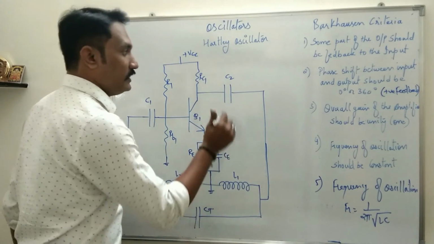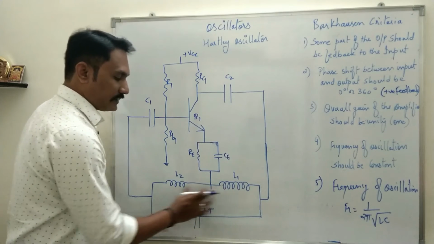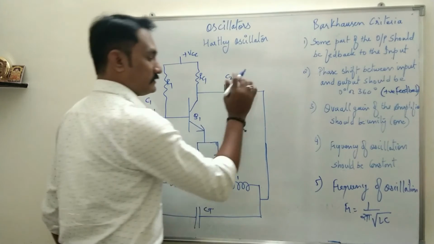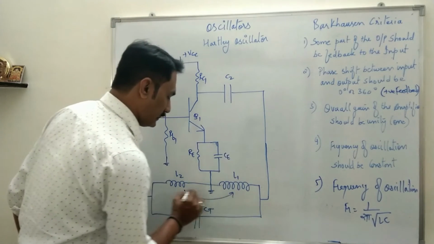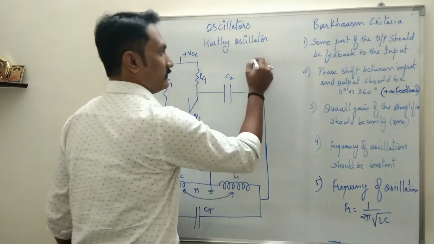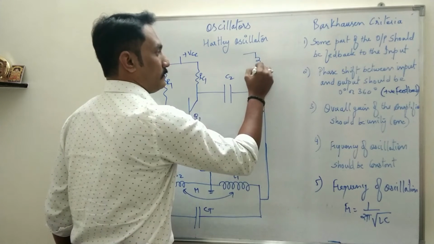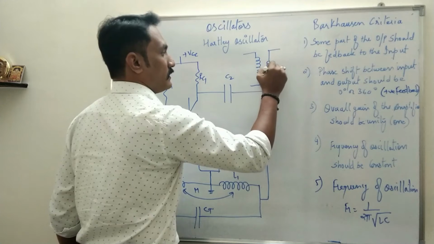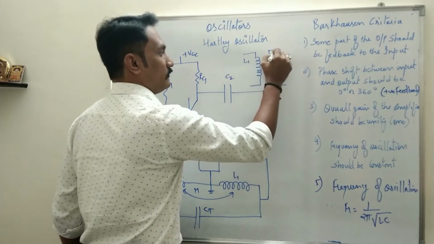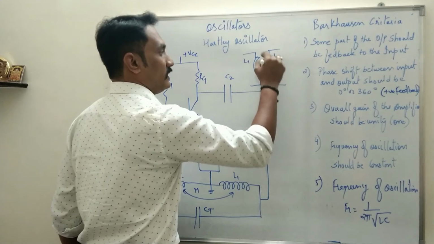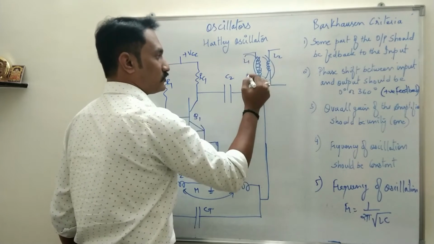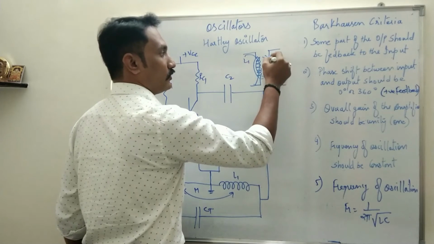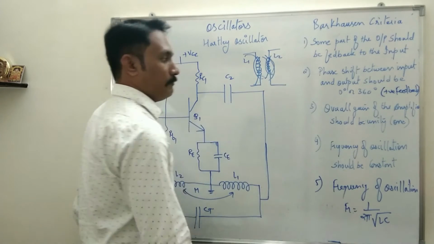See how it has to be. Now in the diagram I have shown that L1 and L2 are connected in series, but they are mutually inducted. So the connection will be like this: this is L1 and this is L2, and they are mutually coupled. So if current flows through the inductor L1, the same current will flow through the inductor L2. Mutually coupled, and they produce a magnetic field.